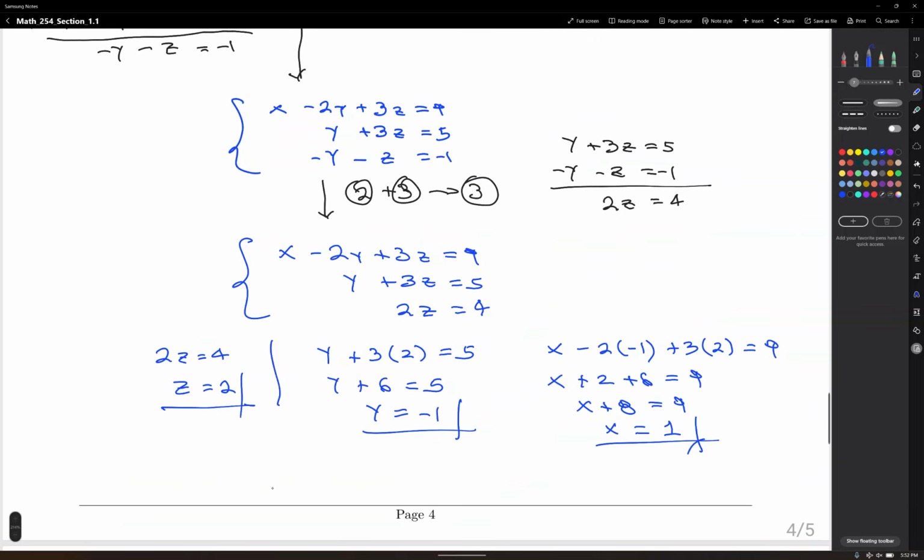Solution, final answer, the ordered triple (x, y, z) equals x equals 1, y equals negative 1, and z equals 2. Okay? So that is our first solution to a system.